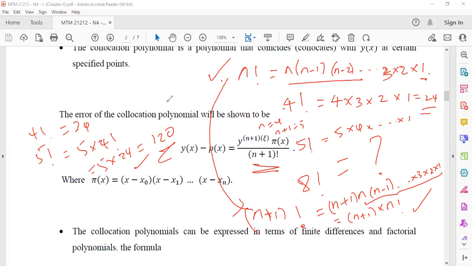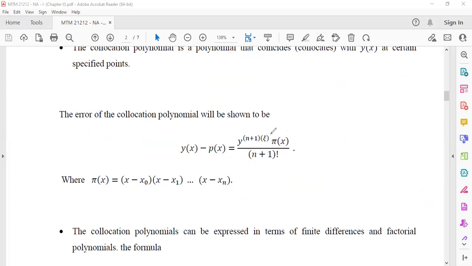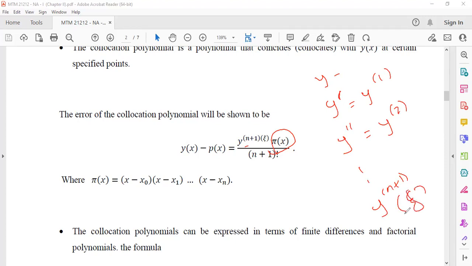So now let's see what this notation says. You have to know these are prime notations. Y is a function. Y prime we use for the first derivative. You may also see this notation in the ODE sections. If it is a double derivative, we use 2. If it is the n plus 1 derivative, we use this one.